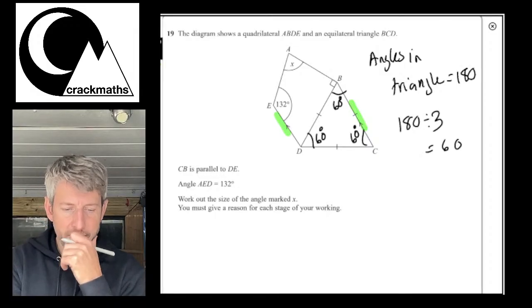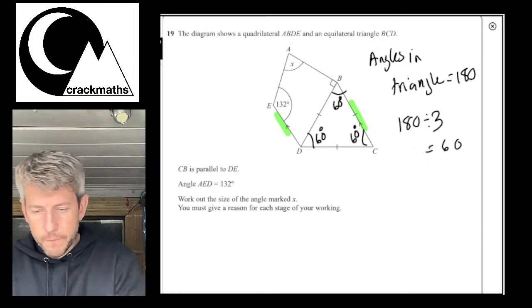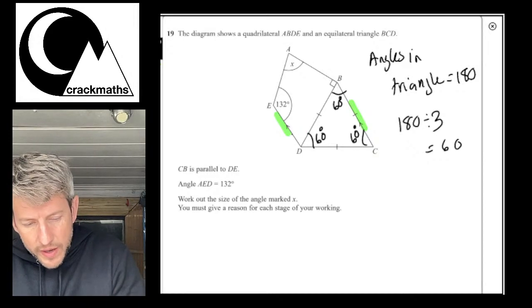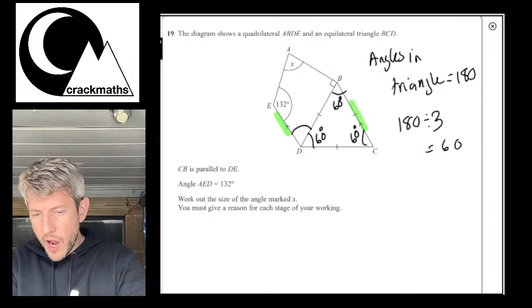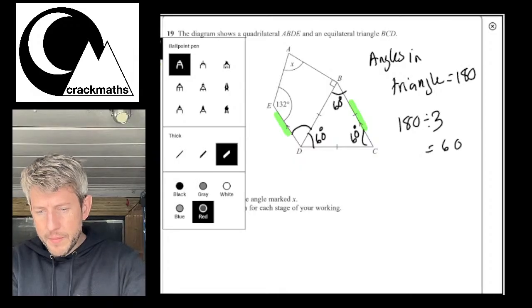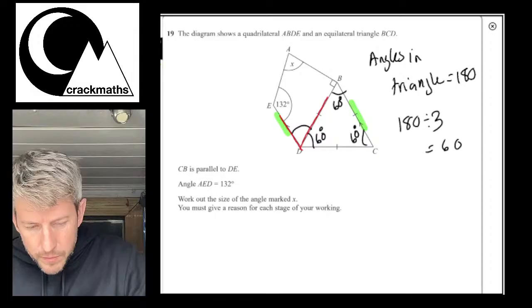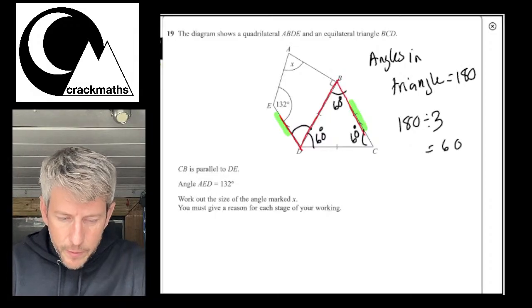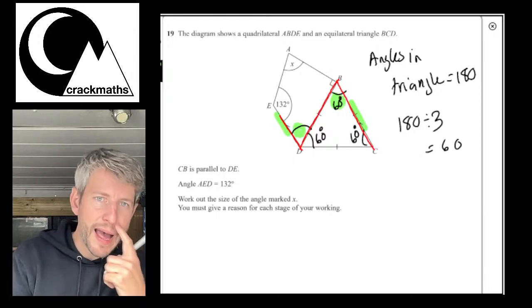Right, now what we need to do is the other angle that we're actually able to work out is this angle here. Now that is because this is what's known as a Z angle, okay? Because these two lines are parallel. So this angle here is going to be exactly the same as that angle there.